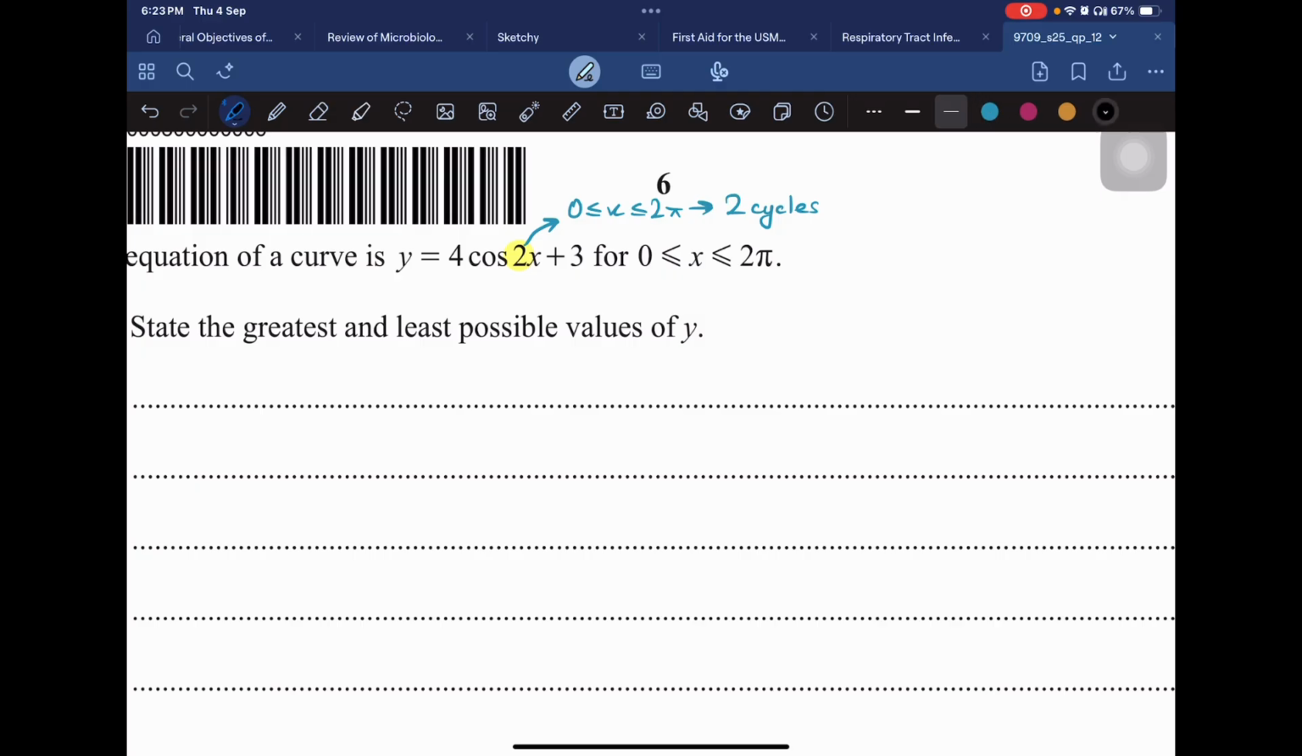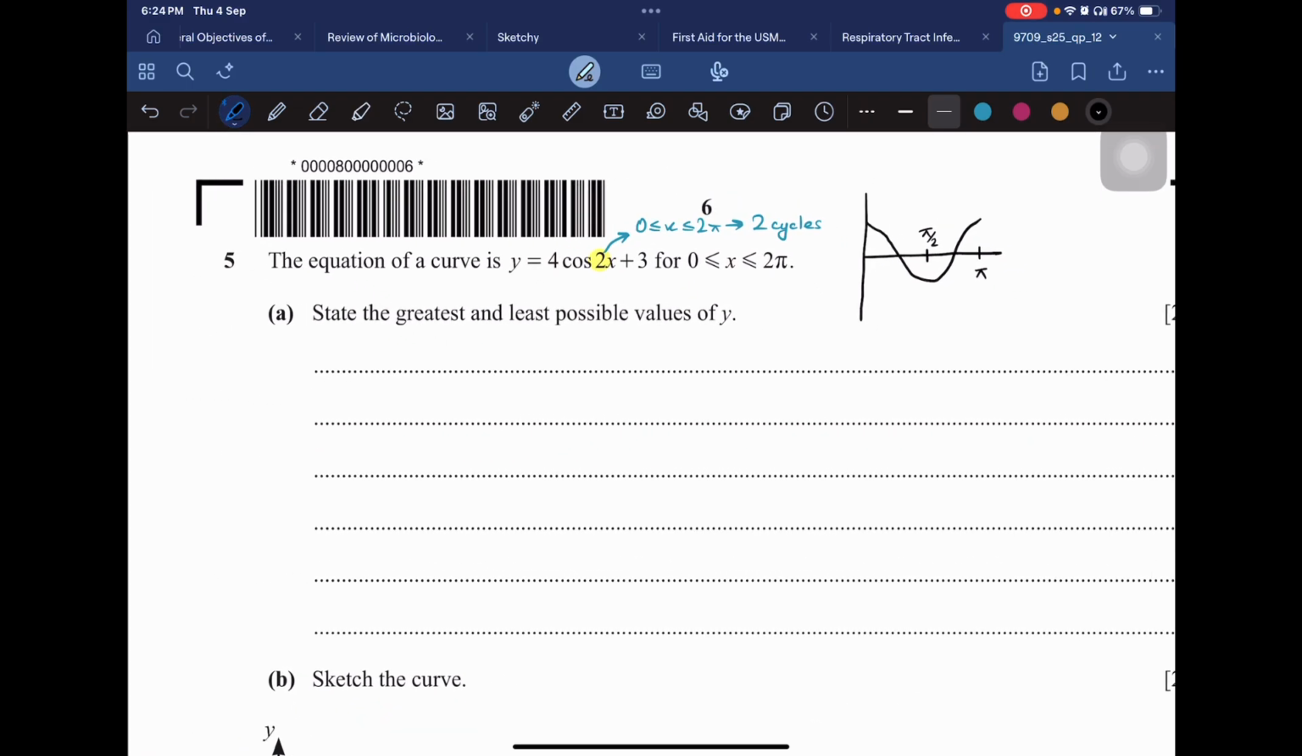That means that if we want to draw a rough sketch of the cos graph, so one cycle, this is the graph, so one cycle would end at pi. That means that the middle point is pi by 2, right? So that means that we have the minimum value at pi upon 2 and the maximum value at pi, because this you can see is the maximum point of the graph and this is the minimum point of the graph. So what they've asked is the greatest and least possible value.